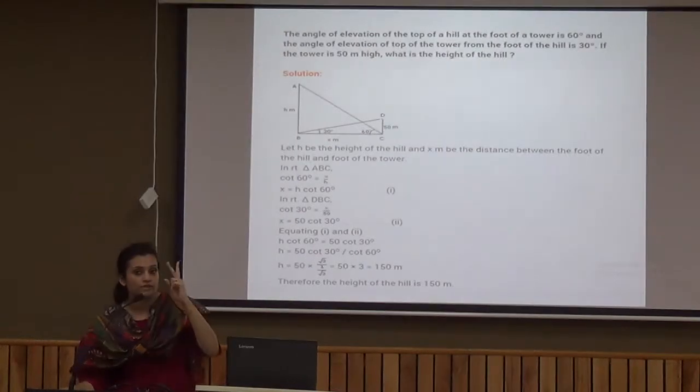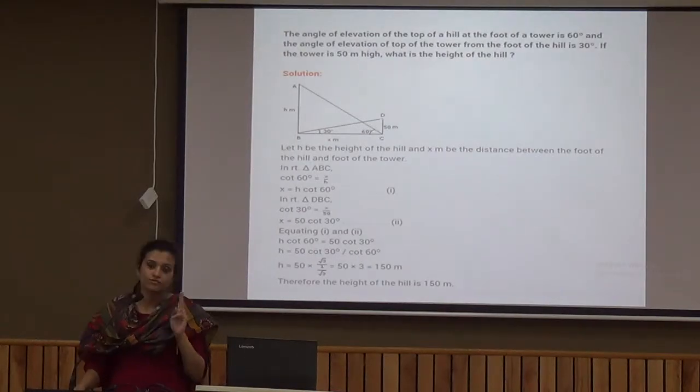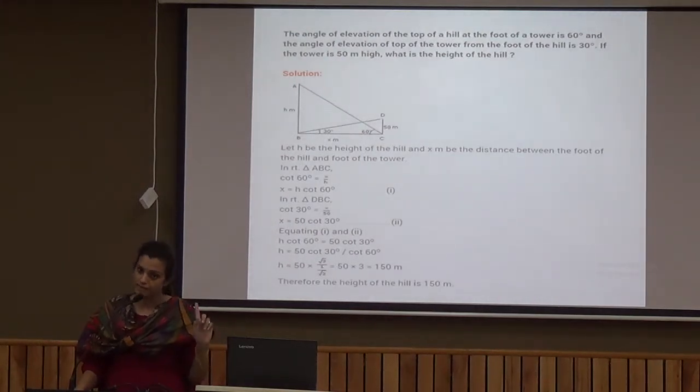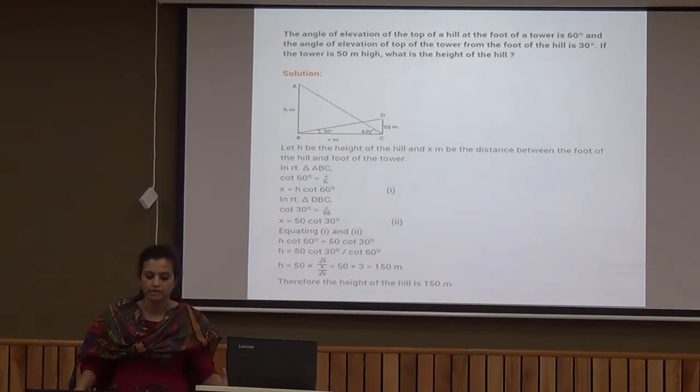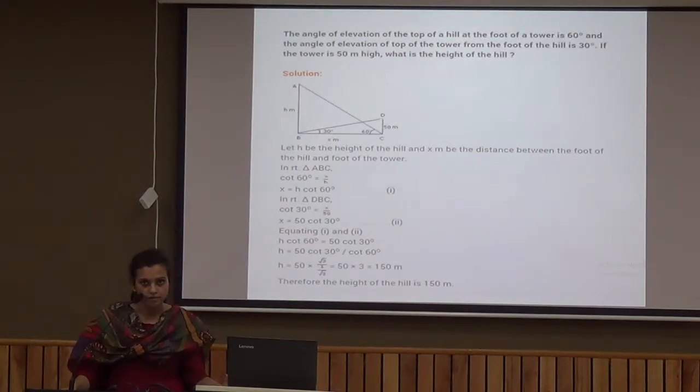Now this gives rise to two right triangles, children. The first right angle triangle is going to be ABC with angle B as 90, C as 60, H as the perpendicular and BC as the base, that is X. In the same way, I'm going to have another right angle triangle BCD, wherein the 30 degree angle is the angle which I'm going to consider for my trigonometric ratio, whichever is applicable. C is 90 degrees and DC is 50.